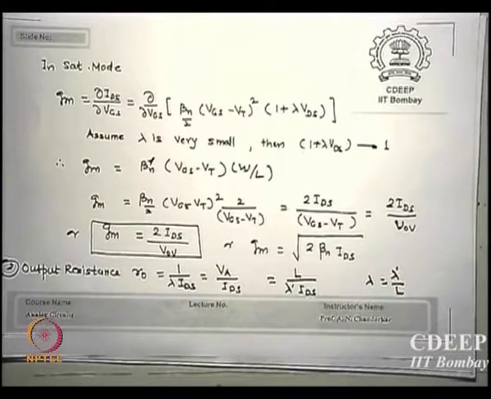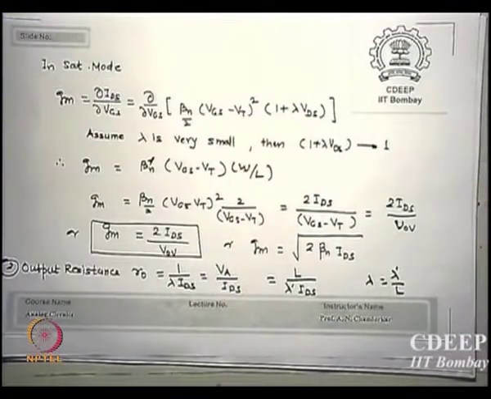Why did I write this expression specifically? Can you think? R0: lambda dash for a given technology is fixed. IDS is my bias parameter. I am going to decide 1 milliamp, half a milliamp, 2 milliamp or 1.5 milliamp, whichever way I want. So if I want to increase R0, what should I increase? Channel length. For the circuit person, this is foolish because I am getting a transistor already given on the board. I cannot change length. But why did I show you this?